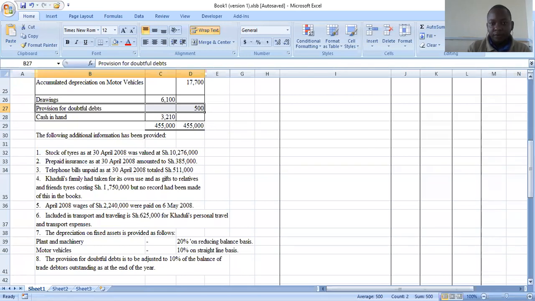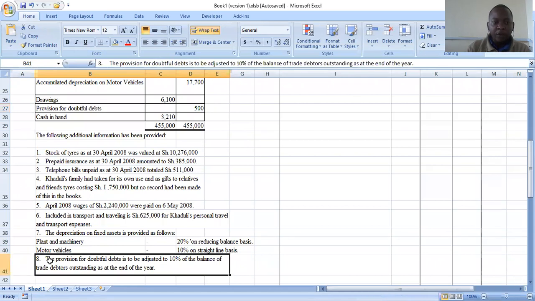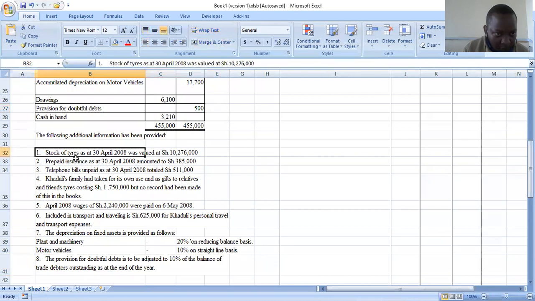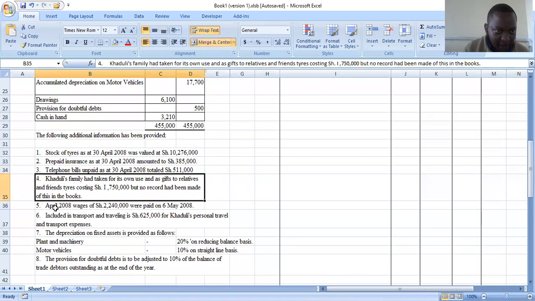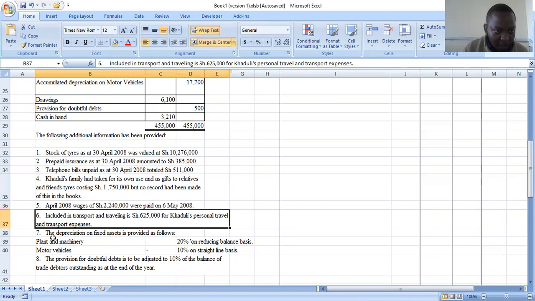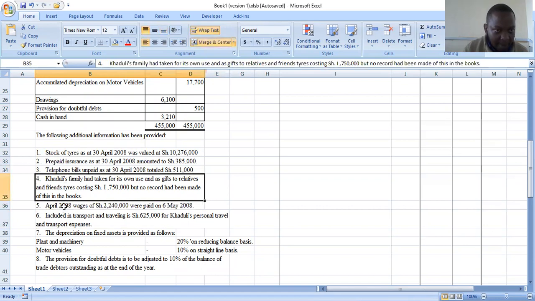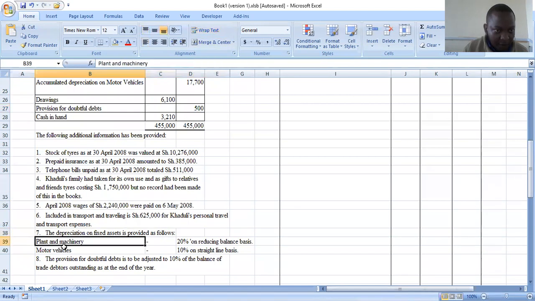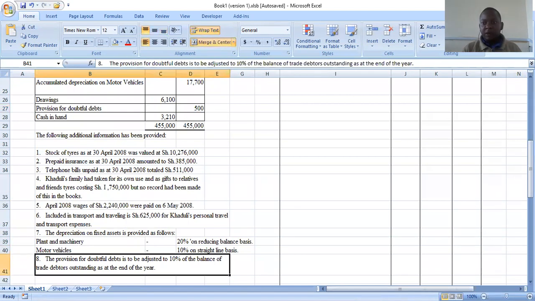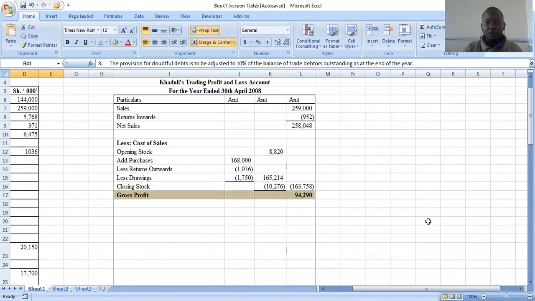Okay, we need to see whether the provision for bad and doubtful debts will increase. We've been told to adjust it to 10% of trade debtors. So do we have any information to do with bad debts? No bad debts. Then it's easy for us to tell the provision for bad and doubtful debts.